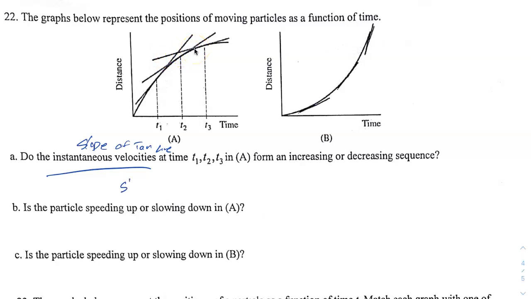So S prime of t1, that's this guy. That's a steeper slope than the rest, so that's the biggest. Then it becomes S prime of t2, that's this one. And the least steep would be this guy. My first one, by the way, was off. The first one is this one. That's the steepest. Then this one, the next one. Then this one.